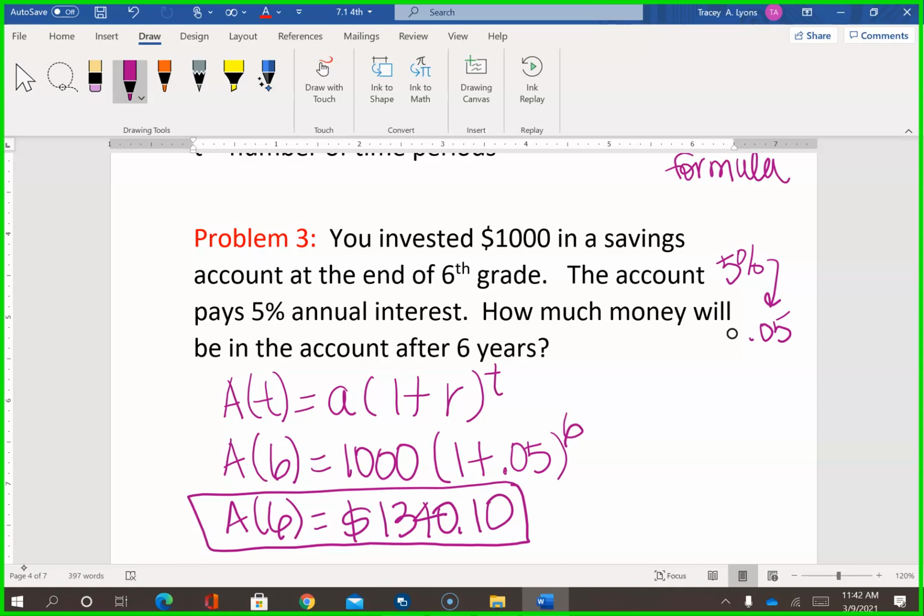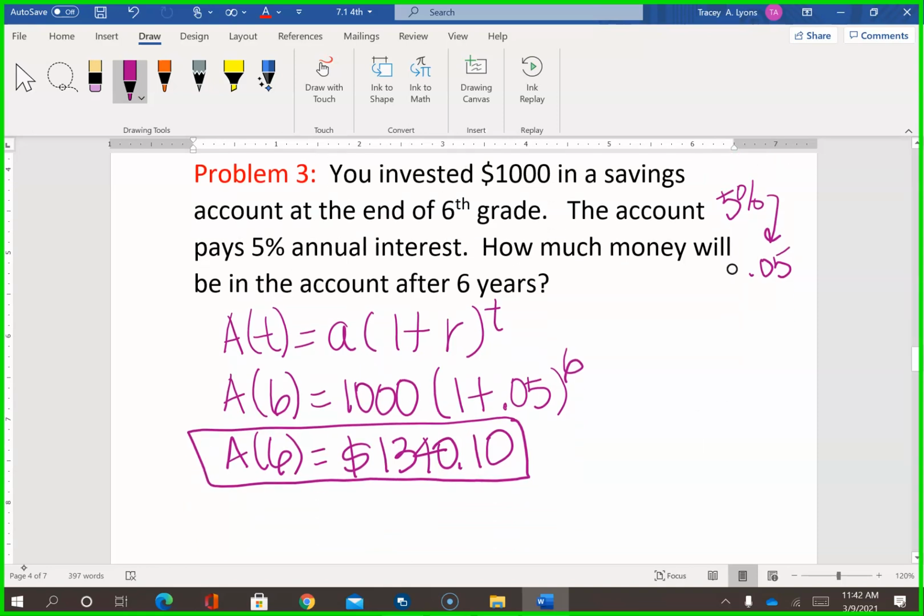What if they said, how much did you gain in interest? Then what would you have to do? Yep, you would just subtract out the initial amount that you had. So let's put that in there too. So interest, just in case you have a question like this: 1340.10, subtract the initial amount out of there. So 340.10.